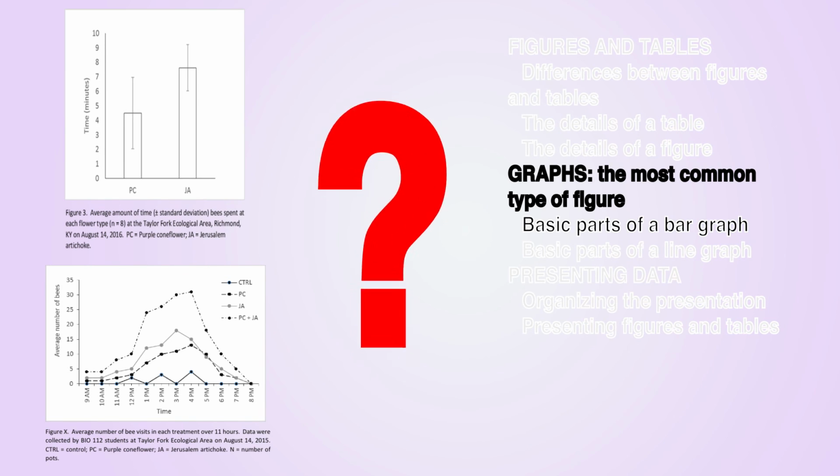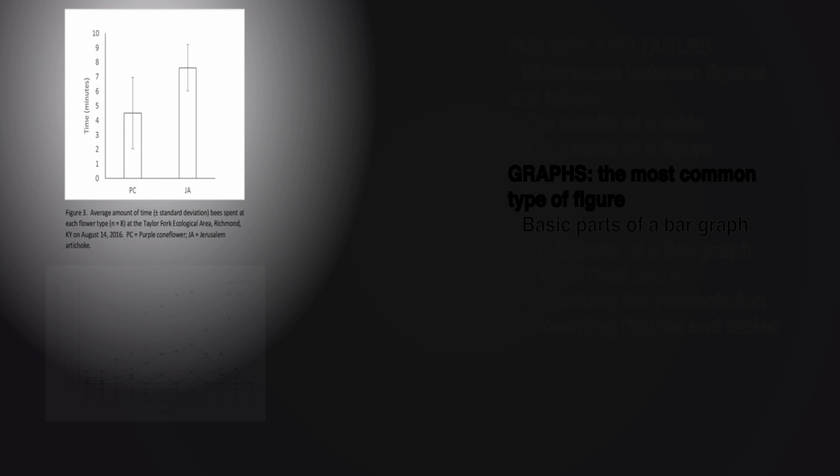So which type of graph do you use to display your data? Bar graphs are used when you wish to compare the value of a single variable, usually a summary value such as a mean, among several groups. In our example, a bar graph is appropriate to show the mean number of bee visits per flower pot treatment.